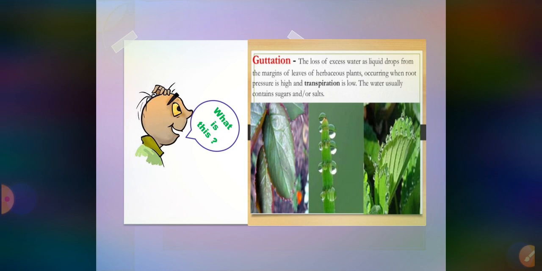Guttation is nothing but, children, the loss of excess water in liquid form from the margins of the leaves of herbaceous plants, occurring when root pressure is high and transpiration is slow. The water usually contains sugars, and this is also another process of eliminating waste from the plants. Okay, so we have seen one is called transpiration. Now we are seeing about guttation also, isn't it children?